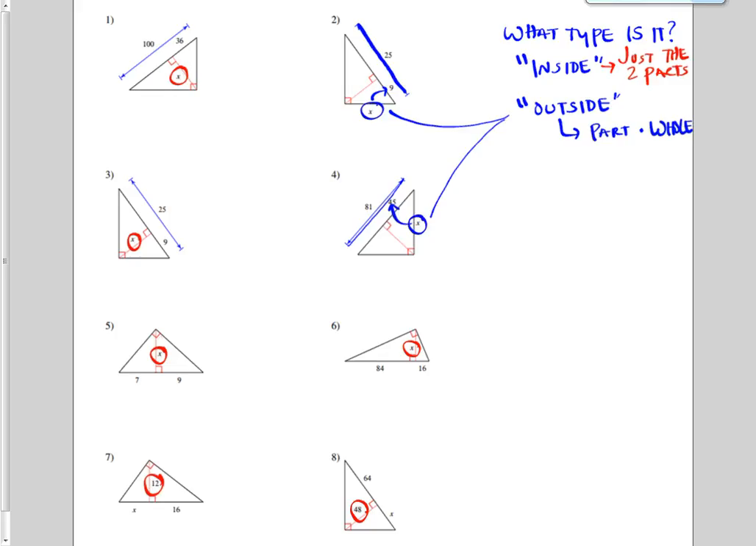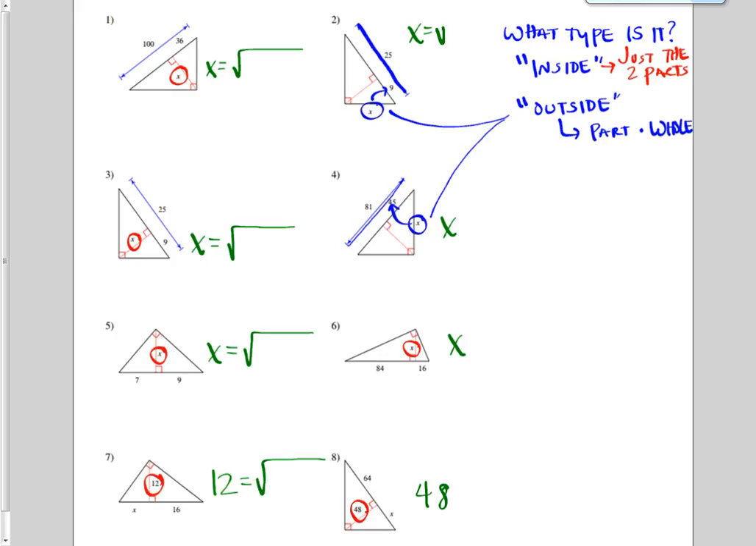So let me just show you next the way I would set up every single one of these problems without even doing any math yet. Whatever I circled, I'm going to write. Sometimes it's a variable, sometimes it's not, but if I circled it, either inside or outside, that's what I write. And then on every one of these, I use square root. Then I go through and do the outside ones first.